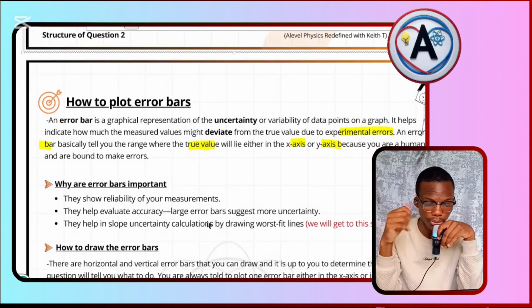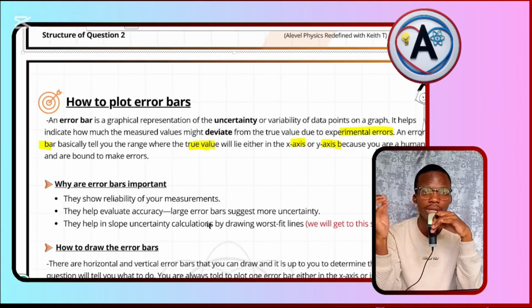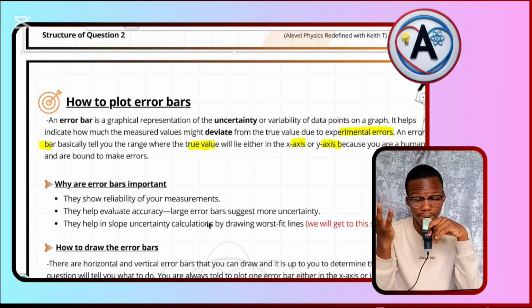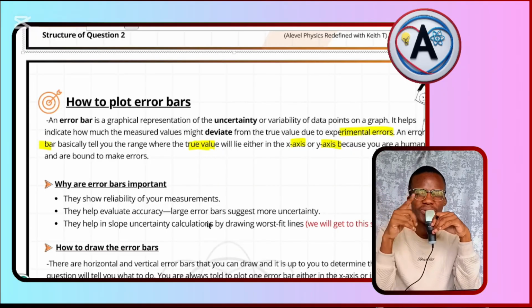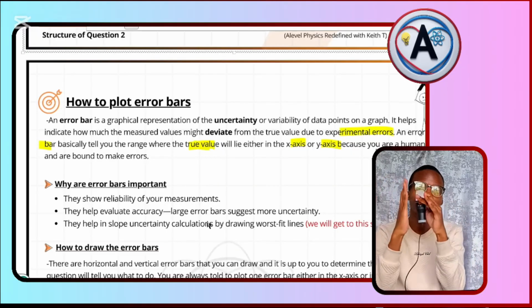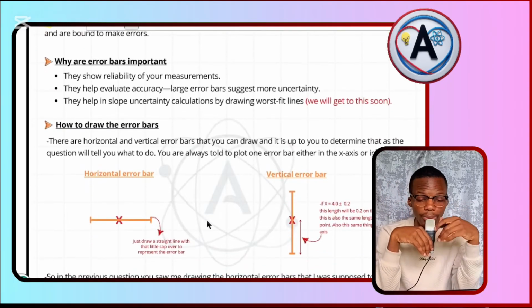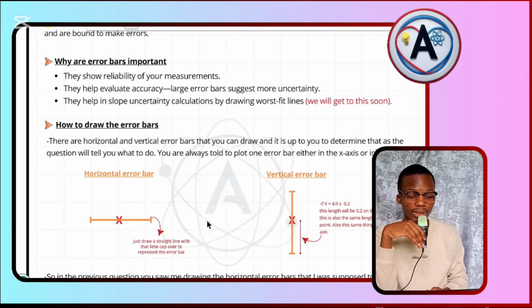So error bars are very important because they show the reliability of your measurements. You're saying, I'm human, right? I'm going to make mistakes. That's normal. Here's how I've accounted for that. They help show accuracy because if they're very large, it means you're more uncertain. So I can see this person wasn't so accurate. But if they're very small, it shows me that it's more accurate. And they also help you in plotting the line of worst fit, which you're going to see very soon. So how do you actually draw them?